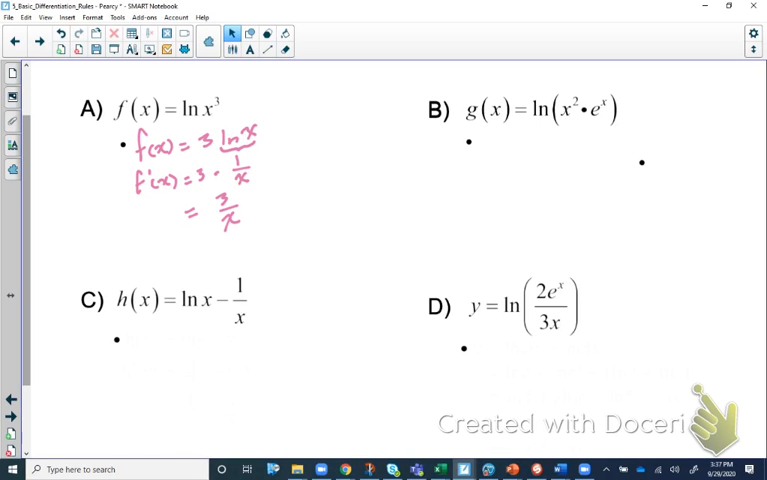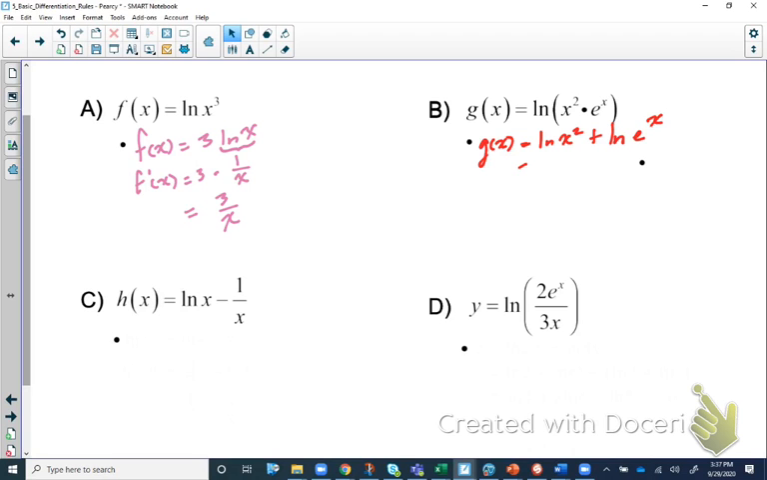Here again I'm going to use the properties of logarithms and separate the product inside of the parentheses. I should actually write my function, g of x is equal to the natural log of x squared plus the natural log of e to the x power.